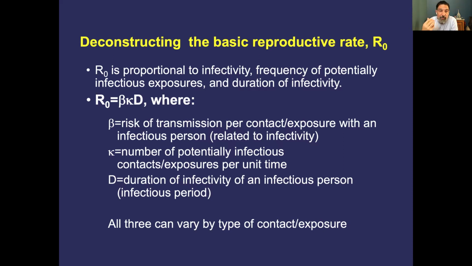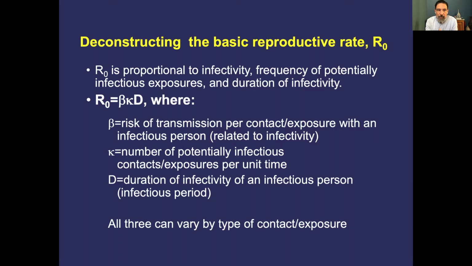beta is the risk of transmission per contact or exposure with an infectious person, and this is related to infectivity, right? The risk of infection will depend on how infectious the agent is each time you come in contact. If it's very infectious, the likelihood of becoming infected could be higher. Kappa refers to the number of potentially infectious contacts or exposures per unit time. So if the exposure is something that frequently puts you in contact with an infectious person, then that can also increase the risk. So it's not just the risk of infection given an exposure, it's how frequently the exposures are occurring.